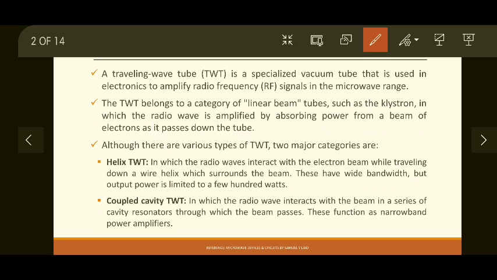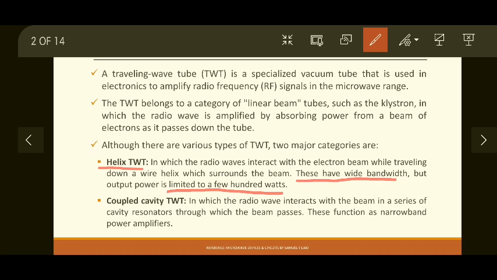So this type of tube has a wide bandwidth, but its output is limited to only a few hundred watts. Okay, so if you want a very large power, these TWTs are not preferred, but their bandwidth is quite good. So when you want an amplifier which should produce amplification over a large bandwidth, then these TWTs can be used.